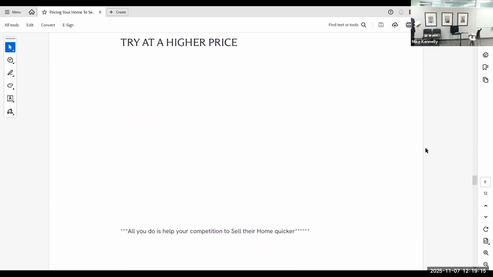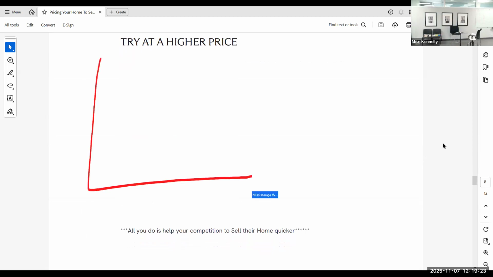Okay, so let's try it. Again, we're talking about this, I understand you want to maximize and net out your dollars. Let's do another chart, Mr. and Mrs. Seller. Here we go. We got the activity chart now on this axis. What does that mean? That means the amount of people that are going to come in and out of your property, the activity. And the bottom is going to be time.